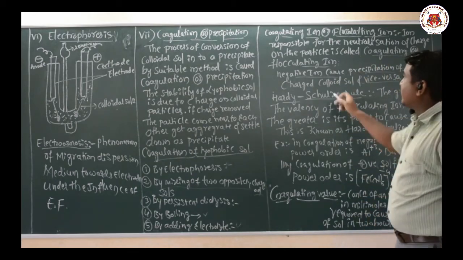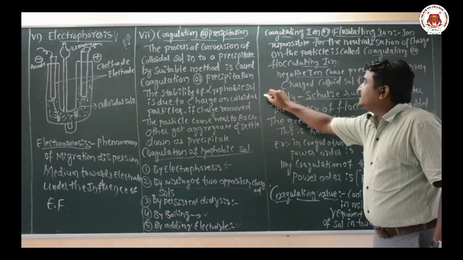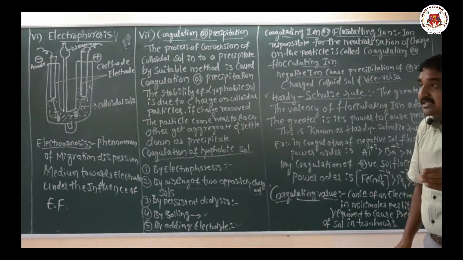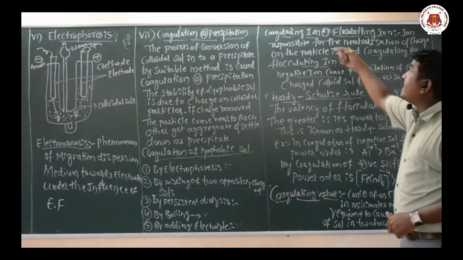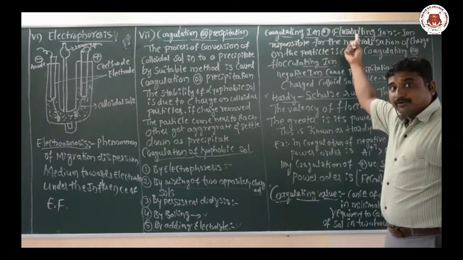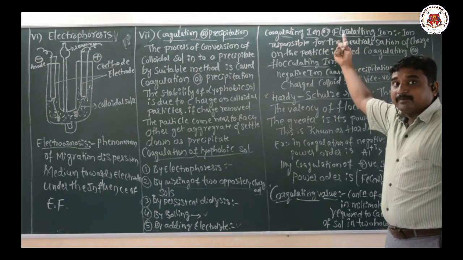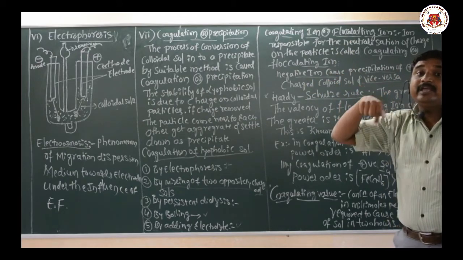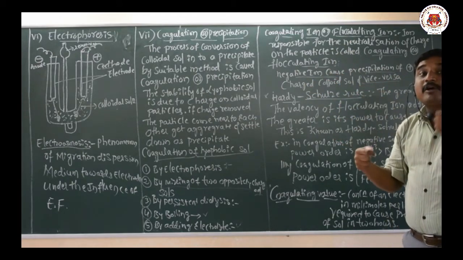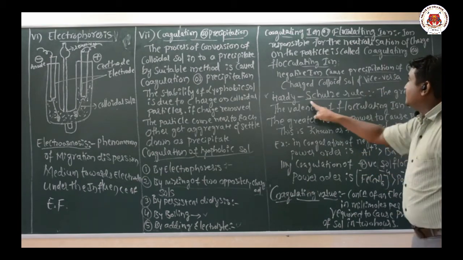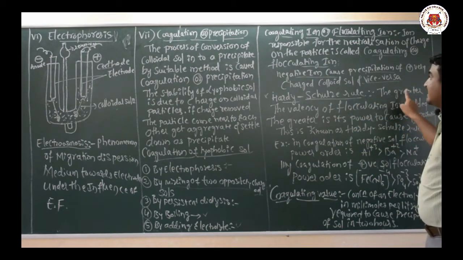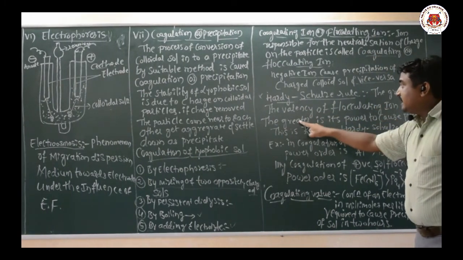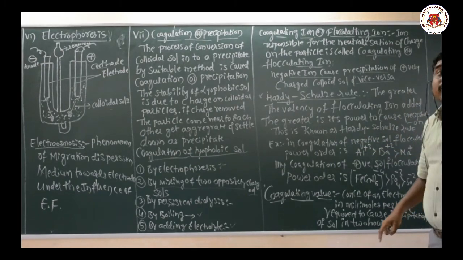Then one rule is there, the Hardy-Schulze rule. What do we mean by the Hardy-Schulze rule? It means the greater the valency of the ion added, here we are adding ions for the neutralization of the colloidal particle, the greater its power of coagulation. So the Hardy-Schulze rule means the greater the valency of the flocculating ion added, the greater is its power to cause coagulation.